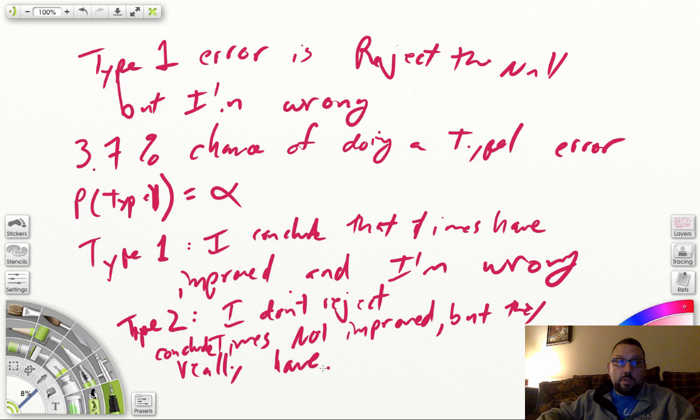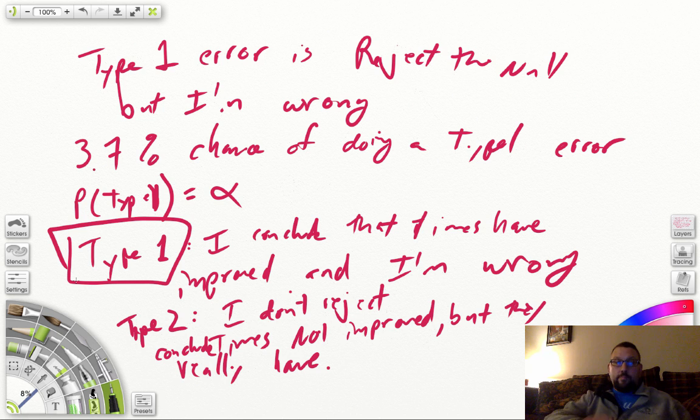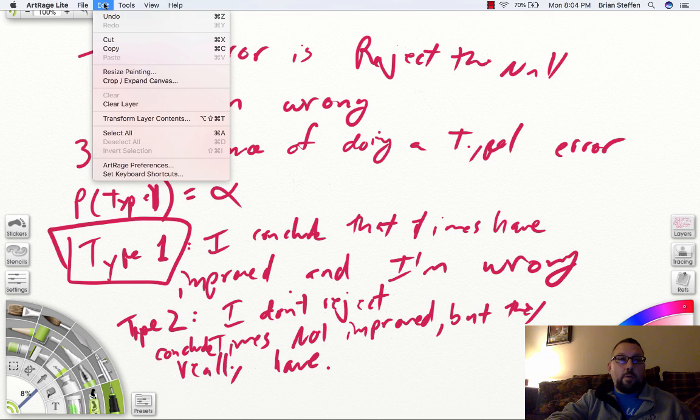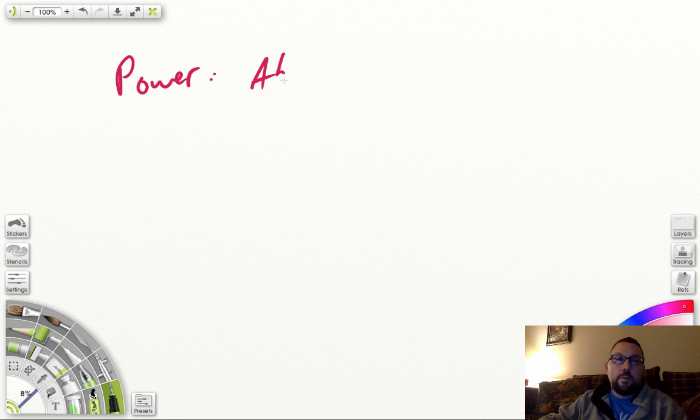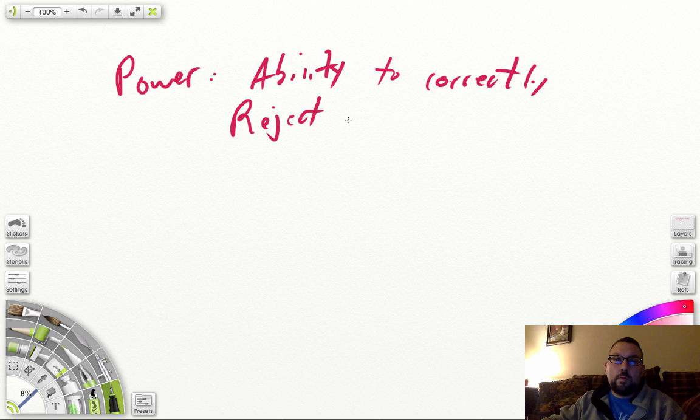So which one is worse? Making a type 1 error is definitely worse. All right. And then lastly, when we talk about power, power is the ability to correctly reject the null. The ability to correctly reject the null. And power is defined as 1 minus the probability of a type 2 error.